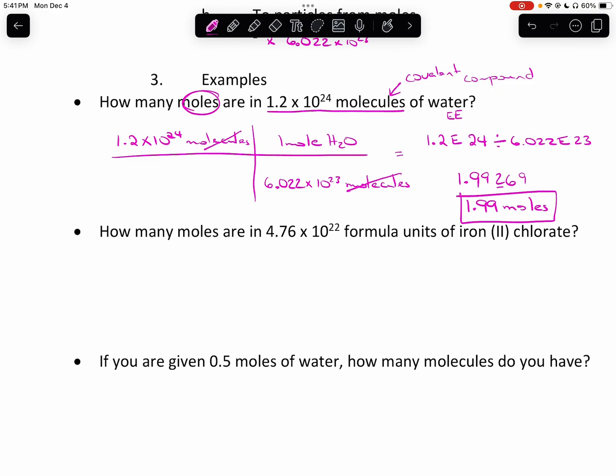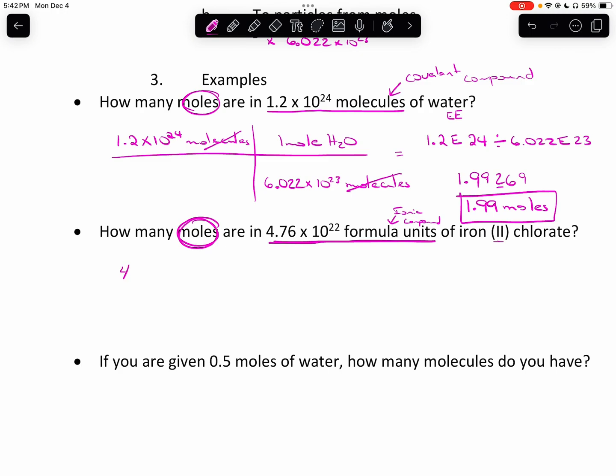Okay, awesome. Let's do another one. This time we're also looking for moles. This time we have formula units. So what little alarm should be going off in your head? Oh, that's an ionic compound. Awesome. We have an ionic compound, which makes sense because it's got that Roman numeral there. So let's see if we can't do this one.